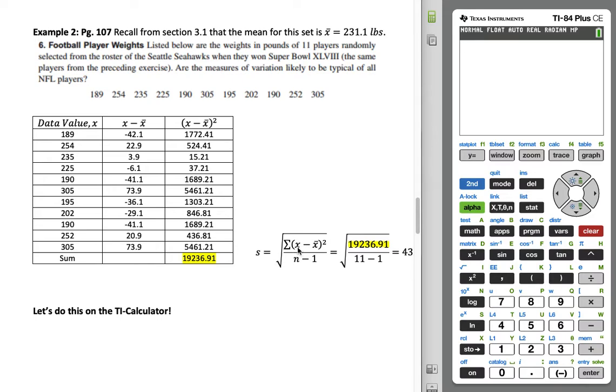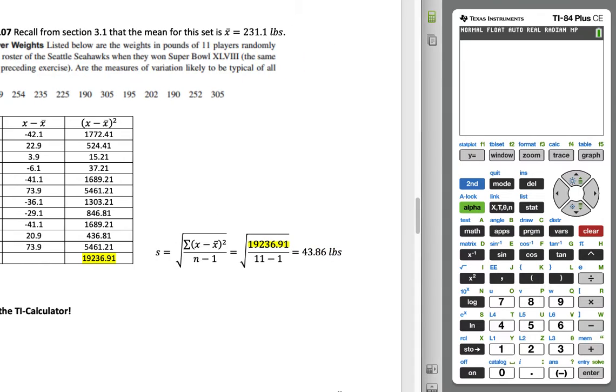And so then that's what this part of the formula means, x minus x bar squared. And then this symbol here tells us to add them all up, sum it. So when we get that sum, we're going to divide it by the sample size minus 1 and then take the square root of it, and you'll see that that gives us a sample standard deviation of approximately 43.86 pounds. But there's a much easier way.